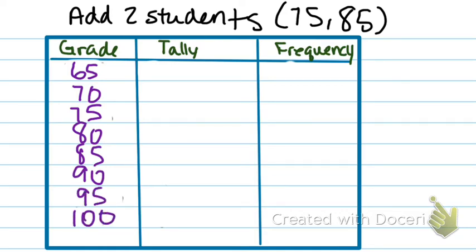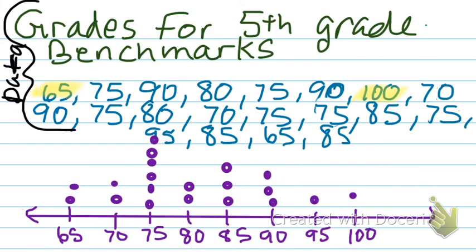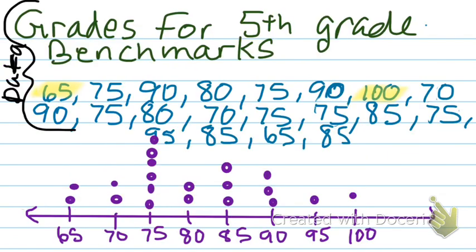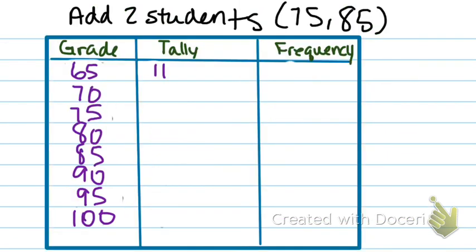Now each time we see an occurrence of this, we're going to put a tally mark next to the grade under the column that says tally. So I'm just going to go back and use my dot plot to help me fill this in. You can pause the video and do that because I'm going to do it rather quickly. All right, so for 65, I look back and I see that I had 2 dots, so I need 2 tallies. For 70, I look back, I see that I had 2 dots, so I need 2 tallies. Pause the video and finish completing this table for your tally marks.